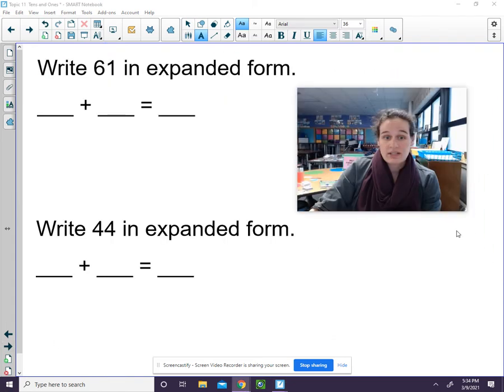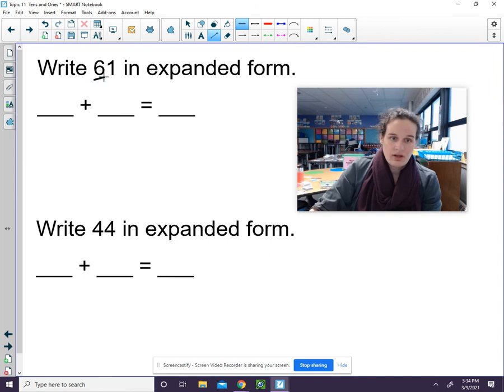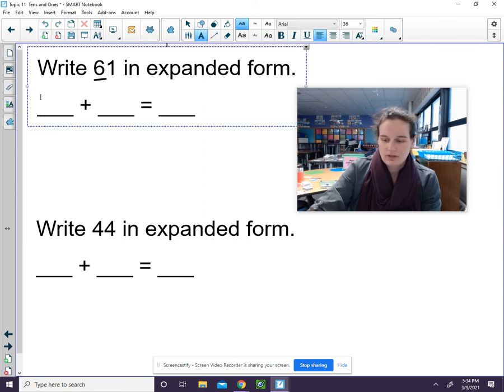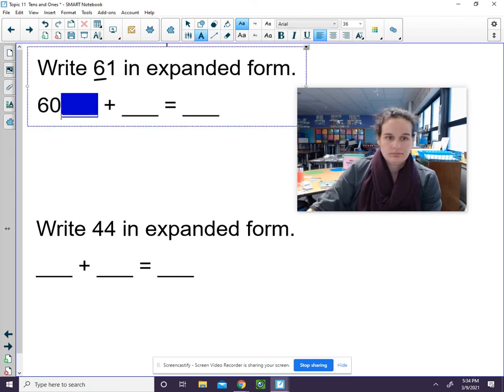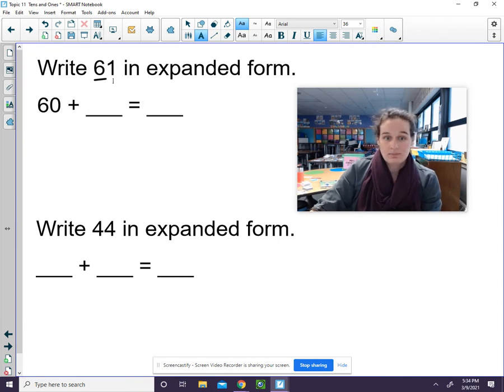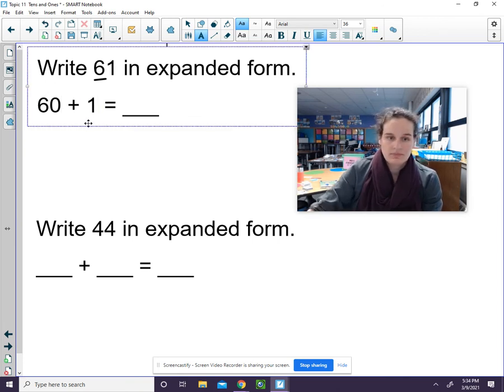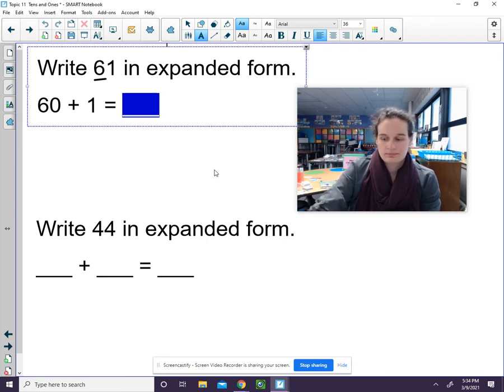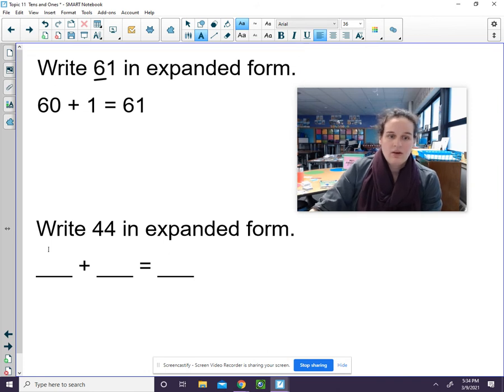Finally, we're going to write some numbers in expanded form. Okay, what number is in the tens place? Well, that would be the six is in the tens place, and that would represent 60. Plus, well, how many are in the ones place? One. And that equals how much? 61.